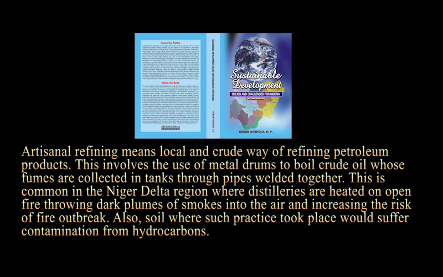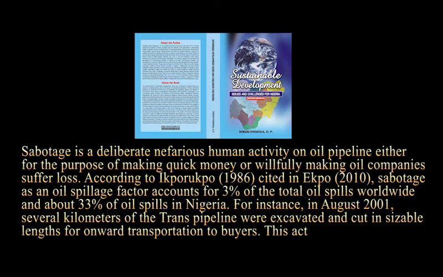Artisanal refining means local and crude way of refining petroleum products. This involves the use of metal drums to boil crude oil whose fumes are collected in tanks through pipes welded together. This is common in the Niger Delta region, where distilleries are heated on open fire, throwing dark plumes of smoke into the air and increasing the risk of fire outbreak. Also, soil where such practice took place would suffer contamination from hydrocarbons.